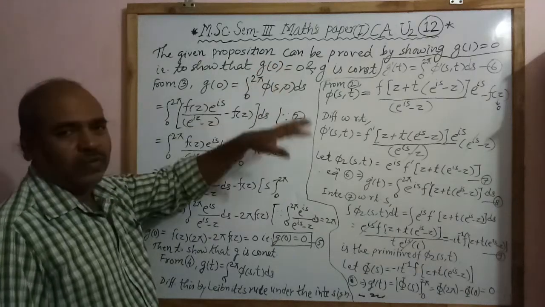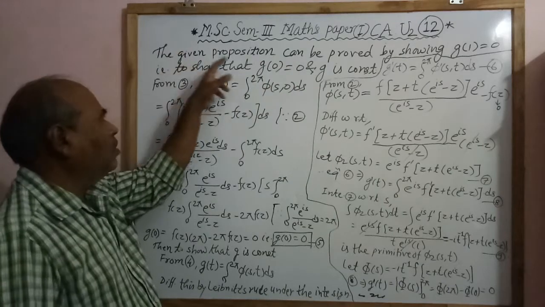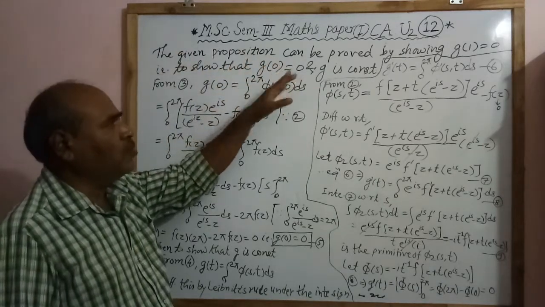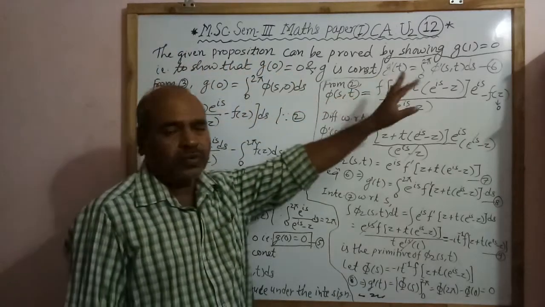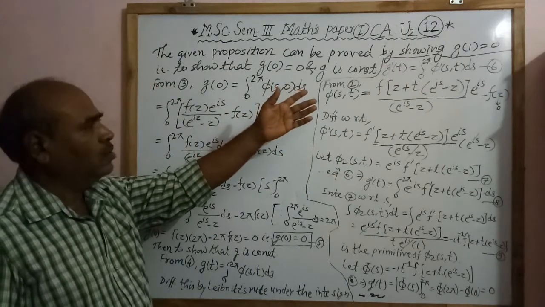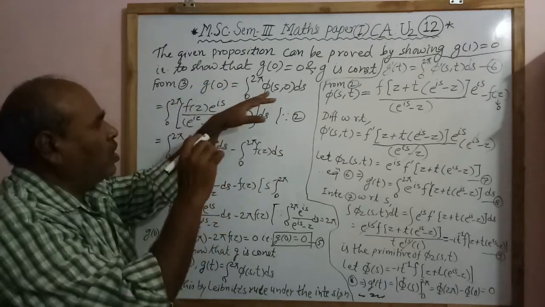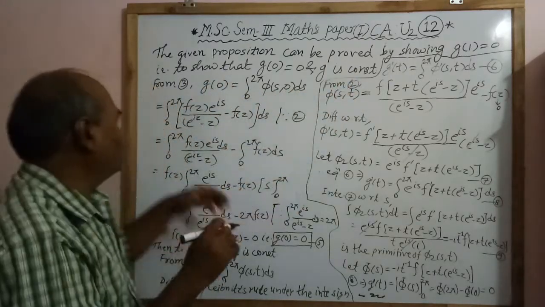All of you welcome. We continue the previous theorem, previous proposition. The given proposition can be proved by showing g of 1 equal to 0. We have defined g of t in the last period. That is to show that g of 0 equal to 0 and g is a constant.